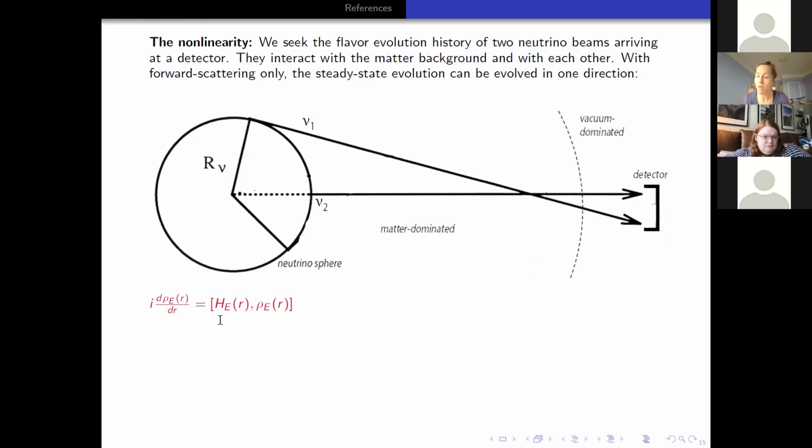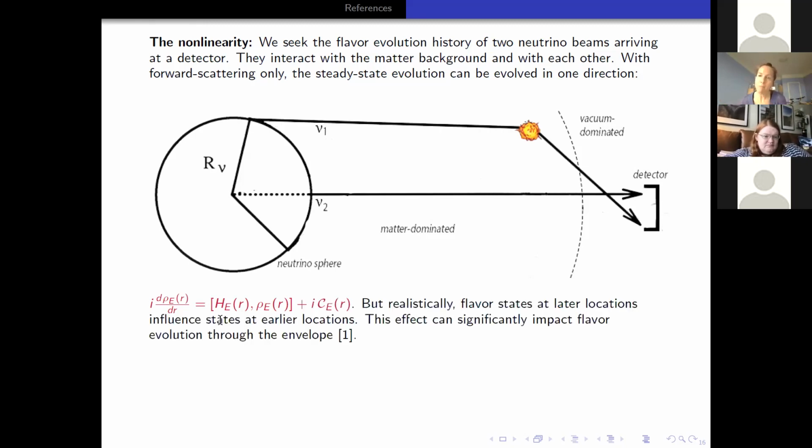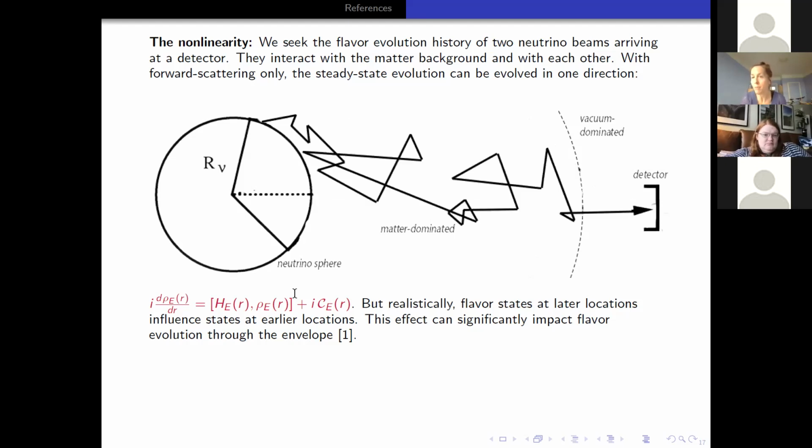Okay, but that's not what happens. You have backscattering events happening all over the place where, look, neutrino 1 undergoes a direction changing event, perhaps an energy changing event as well, prior to entering the detector. So now, for those of you who know about this, we have added a collision term to the evolution of our density matrix. And this can significantly affect the flavor state throughout the entire envelope. I mean, the path really looks something more like that, okay?